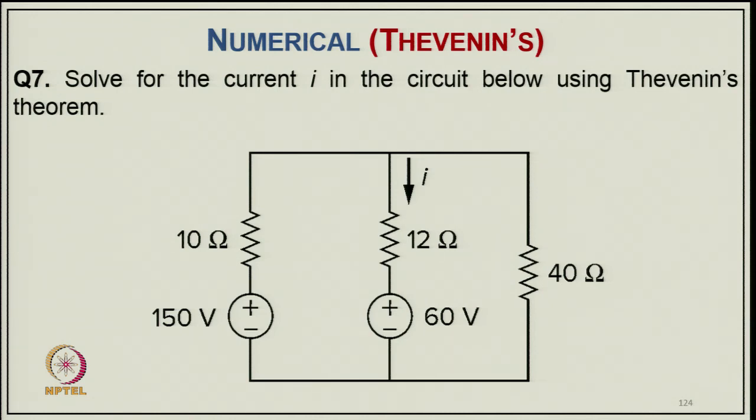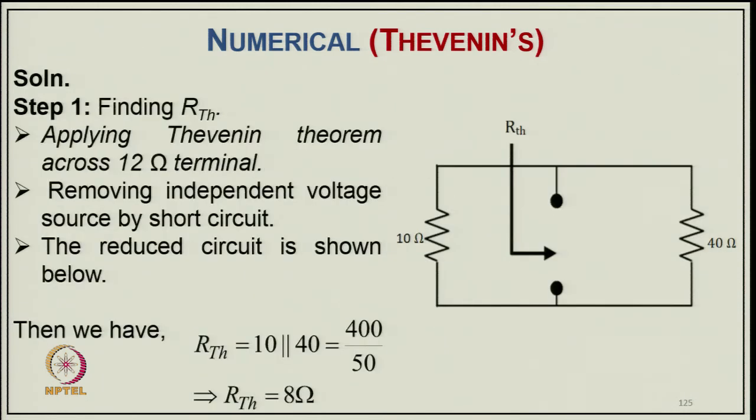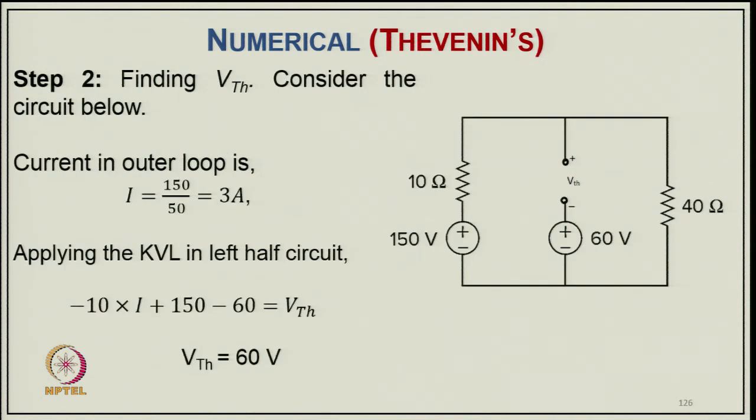Now, coming to example 7, solve for I in the circuit below using the Thevenin equivalent theorem. We have 2 independent voltage sources and we have to find the current here. As step 1, finding the Thevenin resistance, applying the theorem across the 12 ohm resistance. Remove the independent voltage sources by short circuit and reduce the circuit as shown here. You can find the Thevenin equivalent of the 2 equivalent resistances, and that comes to RTH equal to 8 ohm.